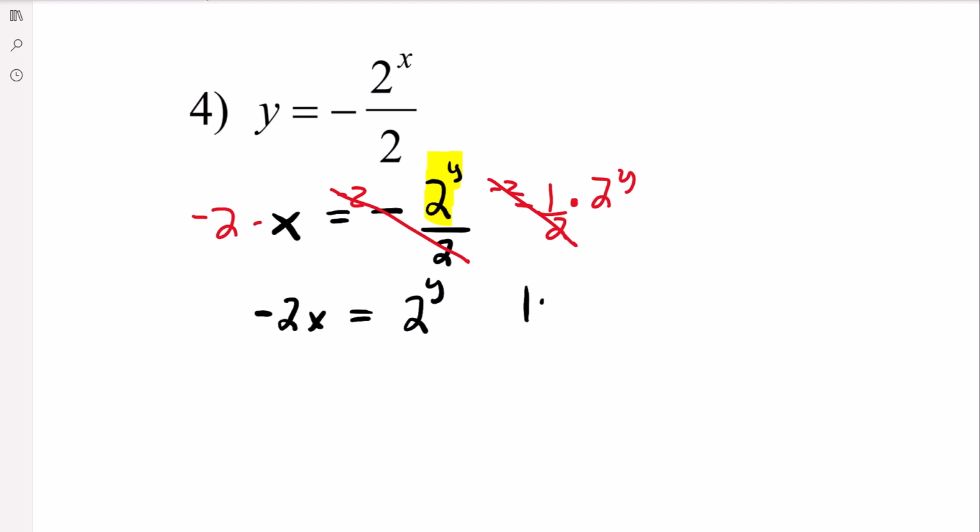And now we can rewrite as log base b of the argument a is equal to the exponent. So we're going to name everything. Here's your base. Here's your exponent. This thing is the argument. So a base of 2, an exponent of negative.